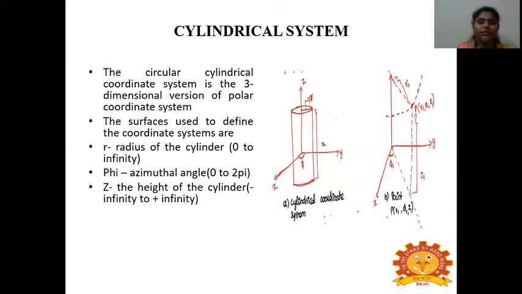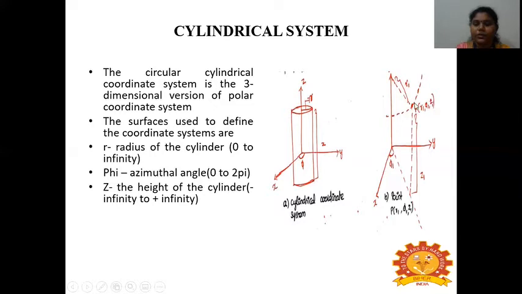So the surfaces used to define the coordinate system are r, phi and z. R is nothing but the radius of the cylinder, and its range varies from 0 to infinity. Next is phi. Phi is the azimuthal angle, where r makes an angle with respect to x. That angle is called phi, and it varies from 0 to 2 pi. Next is z. Z is the height of the cylinder, which varies from minus infinity to plus infinity.